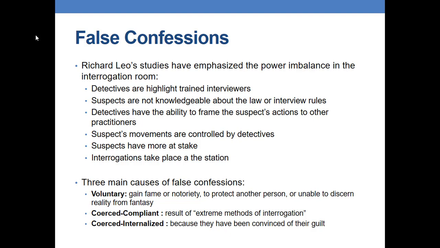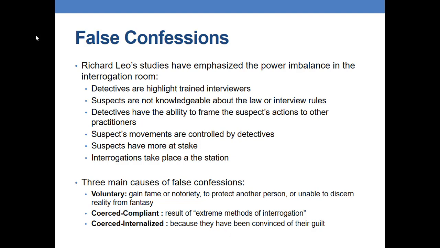Fifth, suspects have a lot more at stake than the detective, namely their freedom. And finally, interrogations take place in the police station, a place that's very comfortable for detectives, but not at all comfortable for suspects. Also, interrogators are not neutral or impartial. Their goal is to build a case against the suspect by incriminating him and building a narrative about the crime that will ensure a successful prosecution.